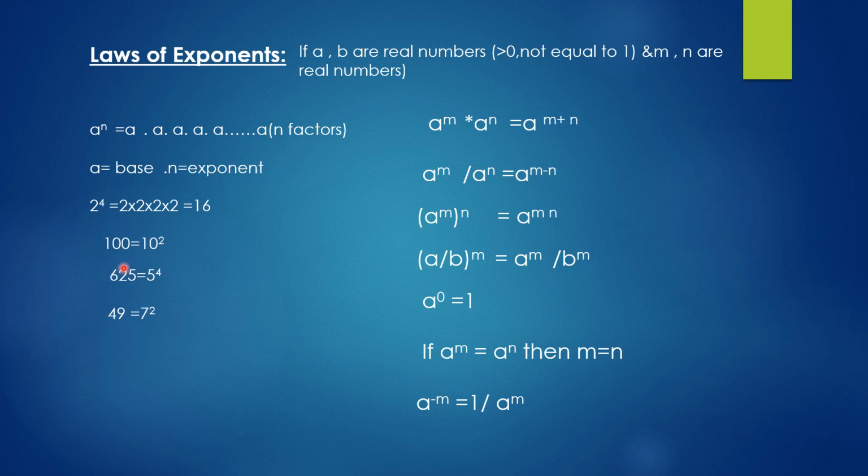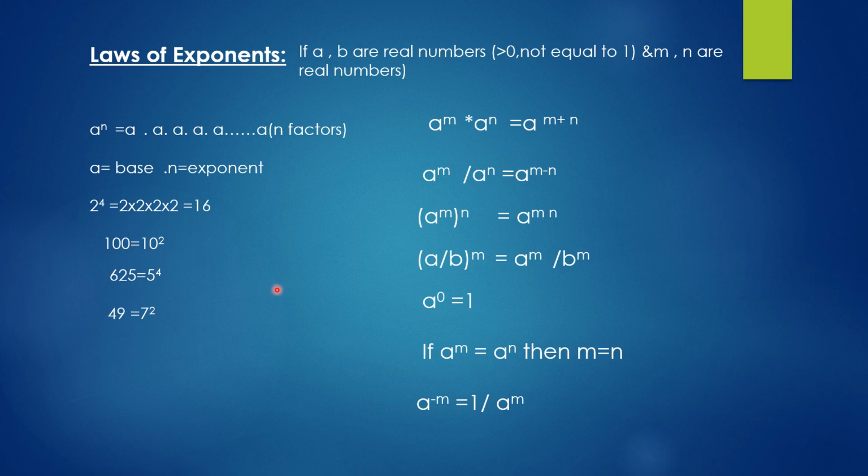In the same manner, 100 is written as 10 into 10, which means 10 is multiplied 2 times. Here 10 is known as the base. Also 5 to the power of 4: when 5 is multiplied 4 times, 5 into 5 into 5 into 5, 4 factors, you will get 625. Here 5 is known as the base and 4 is known as the exponent or power. Also 7 square means when 7 is multiplied 2 times you will get 49. So 7 is the base and 2 is the exponent.